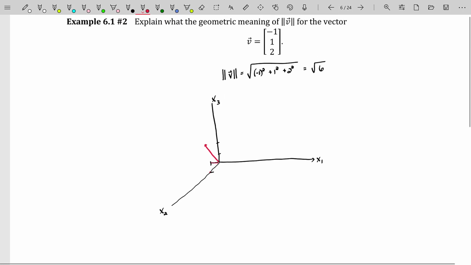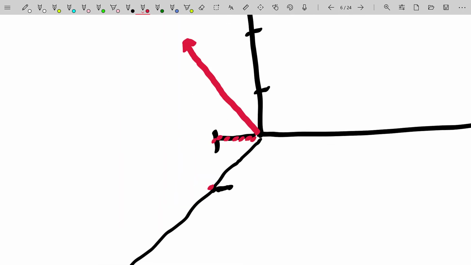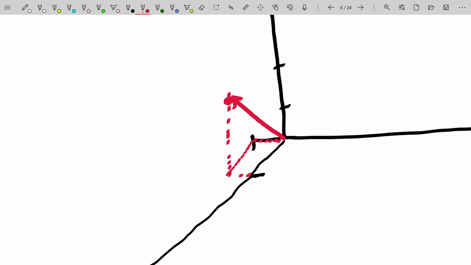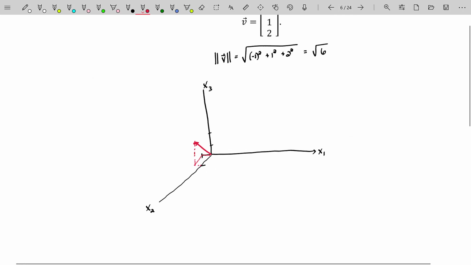Well, the vector V is this vector right here. I went back one in the x1 direction, forward one in the x2 direction, and then up two units, which should actually technically land right about here in the x3 direction, just because of the tilt of the axis there. Anyhow, but really the norm of that vector V is the length of that vector. That's all it really is.